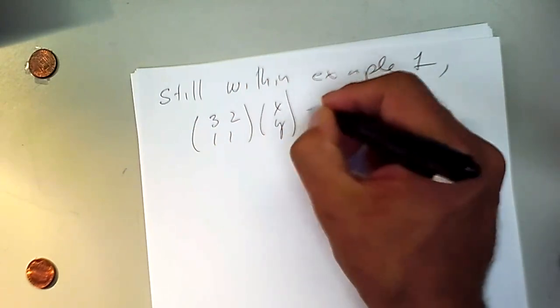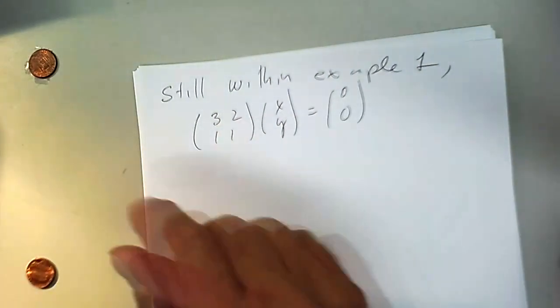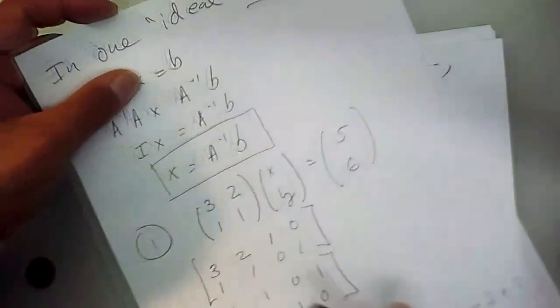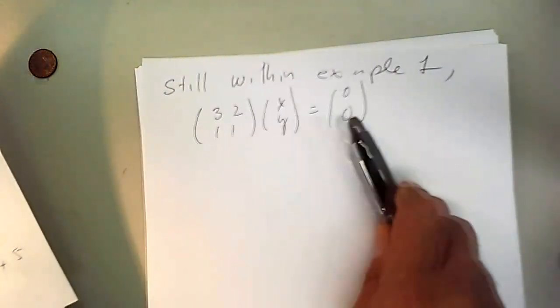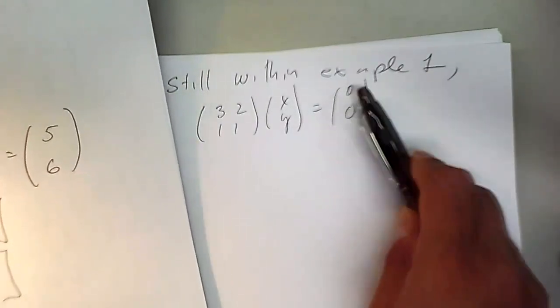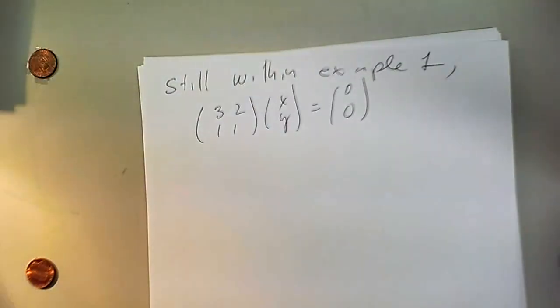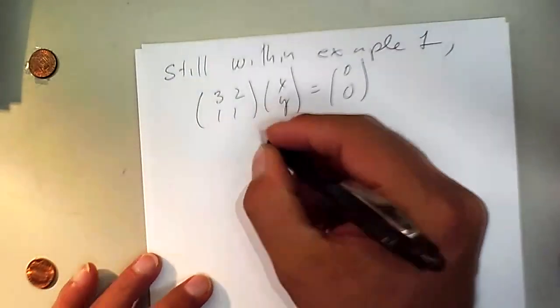Xy equals 0, 0, which is the homogeneous equation corresponding to the non-homogeneous original problem. This was the non-homogeneous original problem, and this is the corresponding homogeneous. So the only difference is that the last column, the right side, is 0, 0. That is called homogeneous. Okay, now let's think about this. Let's think a little more abstract.